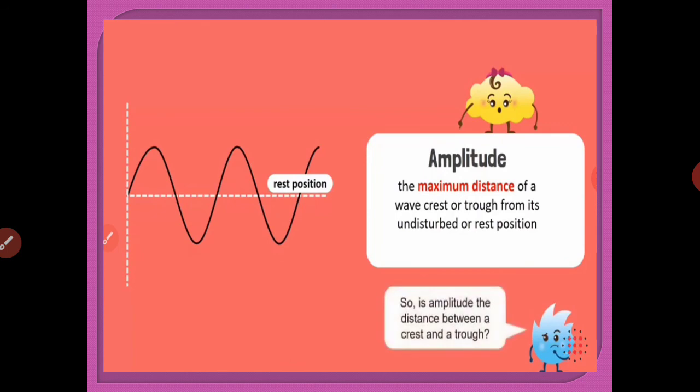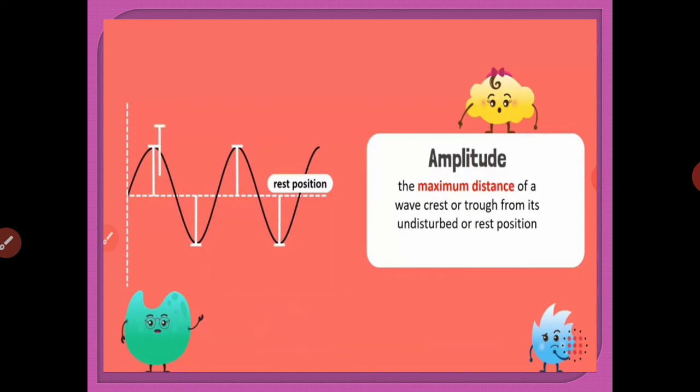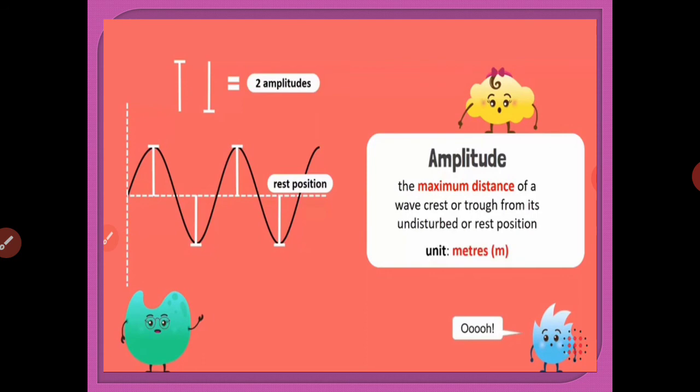So, is amplitude the distance between a crest and a trough? No, it is the distance of either the crest to the rest position or the trough to the rest position. Therefore, the vertical distance between a crest and a trough is in fact equal to two amplitudes. The amplitude of a wave is measured in meters, m.